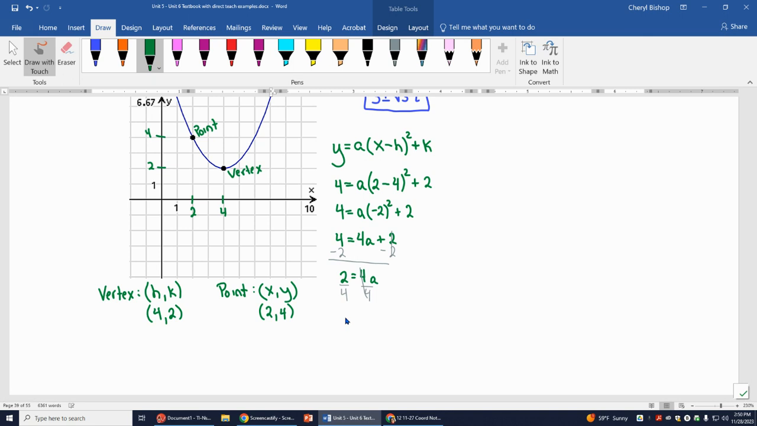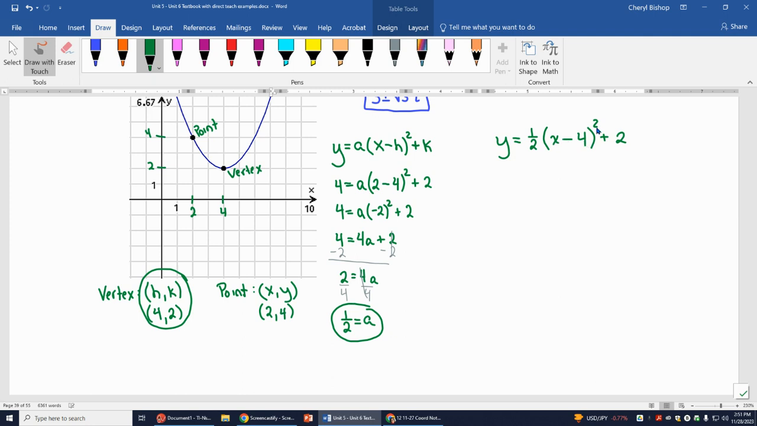And that is going to give me 1/2 equals a. So now that I know what a is, and I know my vertex, I'm going to use those to write the equation in vertex form with all the numbers that I need. So y equals a, 1/2, times (x minus h, which is 4) squared, plus k, which is 2. I'm going to multiply this out and simplify this so that it's in general form so I can apply the quadratic formula. Okay, here's how I do that.